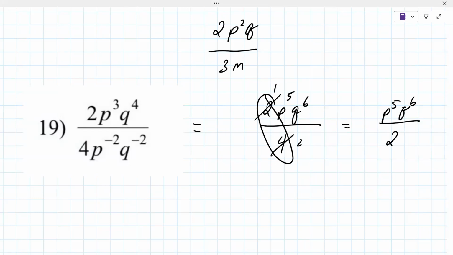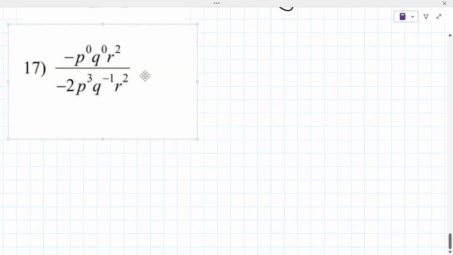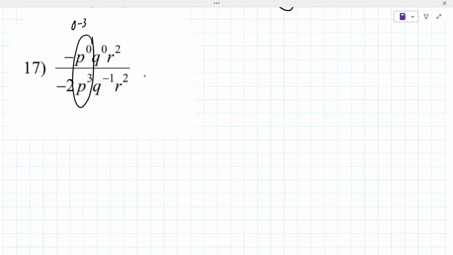Okay, so let's look at 17, and I'm going to give you option number 2. There's more than one way to do a problem, and you get to decide. This one, we're going to work using the subtracting the exponents first. So this is 0 minus 3, so this becomes p to the minus 3 power. This is 0 minus a minus 1, which becomes q to the power of 1.